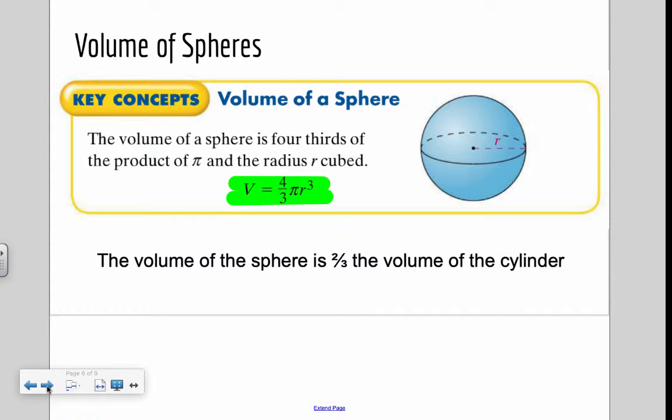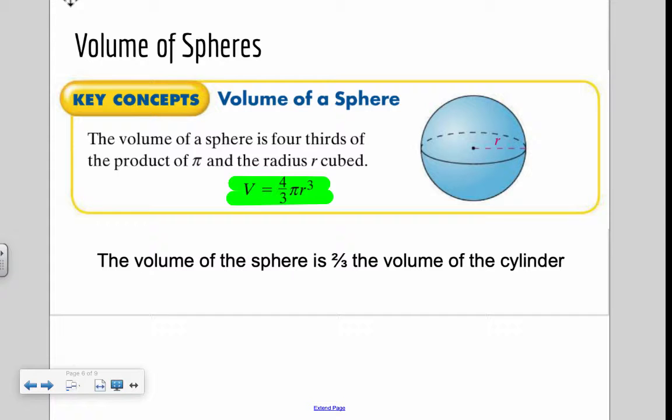Moving back to our note sheet, the bottom half is volume of spheres, and you have a box there for your formula. In that box, I'd like you to fill in this formula that's highlighted in green. The volume equals 4/3 times pi times the radius cubed. And just like before, for pi, we're going to use the 3.14.